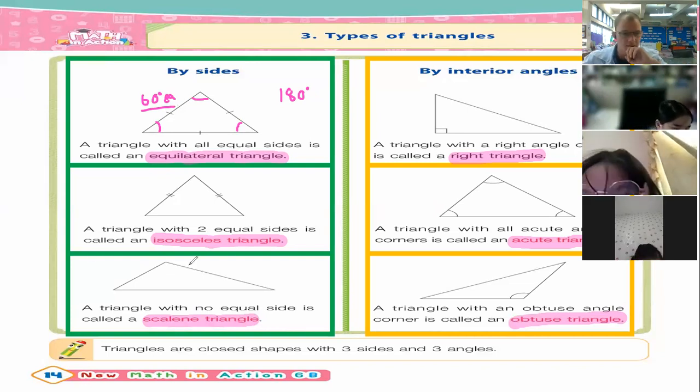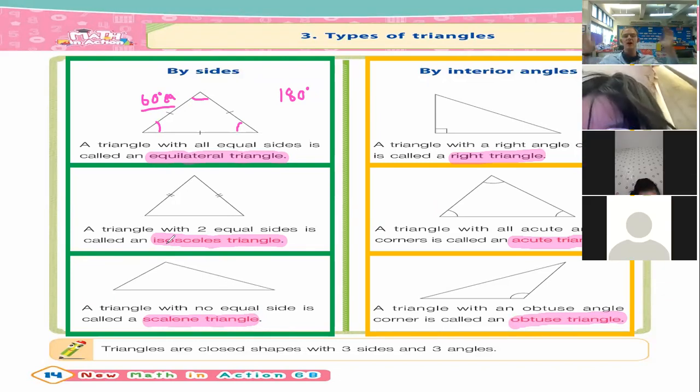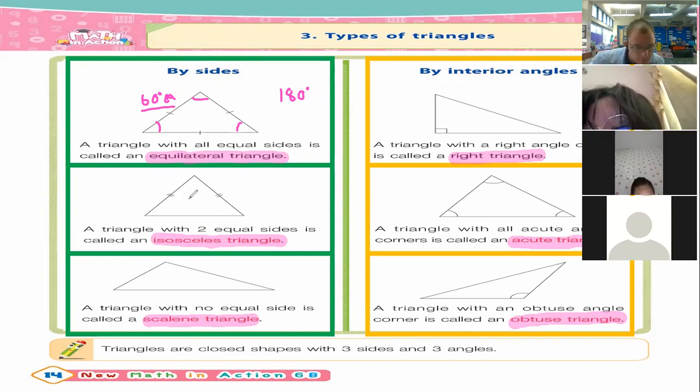Okay. The next one is the isosceles triangle. You can say isosceles or isosceles, it's up to you. There are 2 ways of pronunciation. So let's say it one more time. Isosceles. Very good.